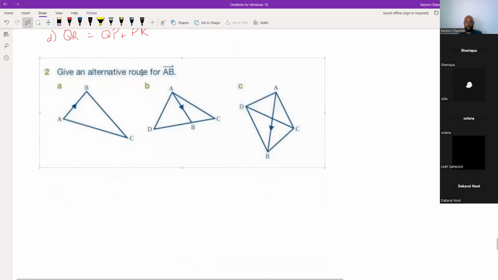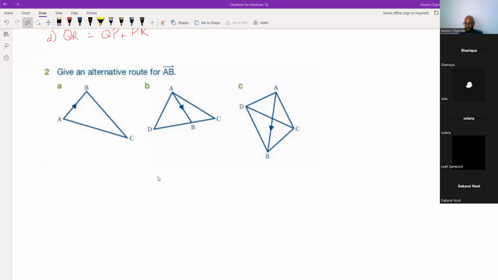So give an alternative route for AB, right? An alternative route for AB. So all of these here is telling you this is a straight route now, right? So we could look at it both ways. We could look at it either as how it was in the questions before, right? So tell me what the straight route is. Here they give you the straight route, right? This is the straight route here.